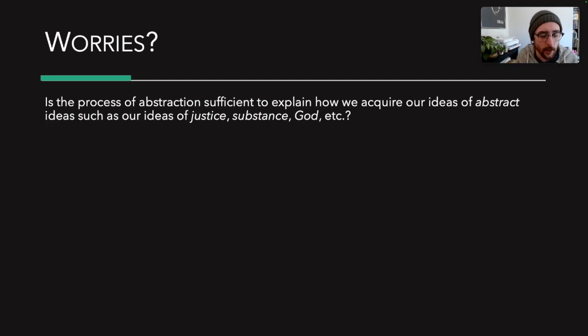I mean, a unicorn, that's very closely connected to experience because I can see shapes, I can see colors, and I can just combine those in different ways to get the shape and colors of a unicorn. But the ideas of justice, substance, and God are much more far removed from experience, and so there has to be a much more complicated story going from experience to these much more abstract concepts. Is the process of abstraction really enough to get us there?